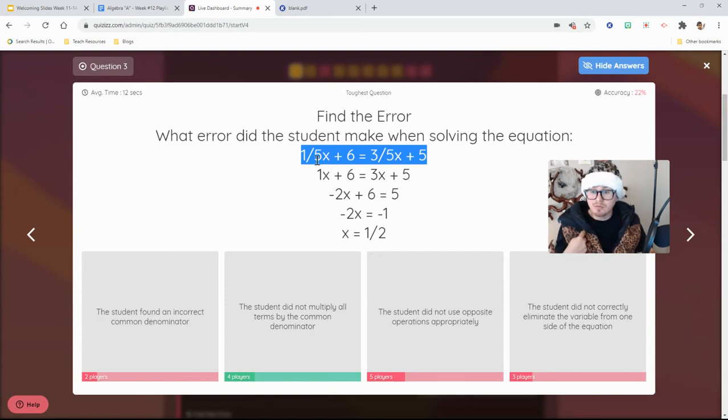So what I would do is multiply everything by 5, because that's how you actually get rid of the fraction. So you would get 1x, but you would also get 6 times 5, which is 30. You would get 3x, but you would also get 5 times 5, which is 25. So this 6 should be a 30 if you're taking notes at home, kids. And this 5 would be a 25. And then the last 3 steps, this is all wrong. Everything below that's wrong because they did the wrong thing. Does that help?